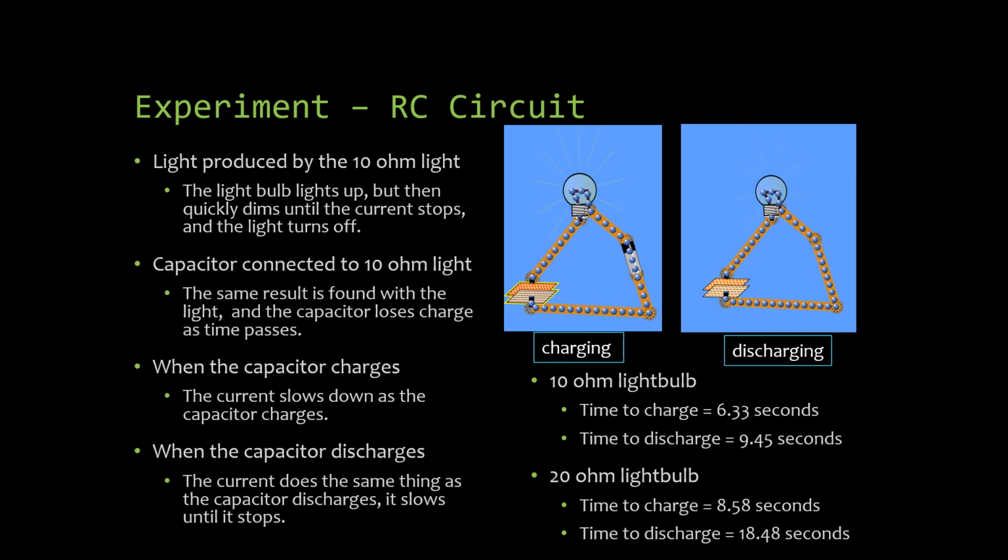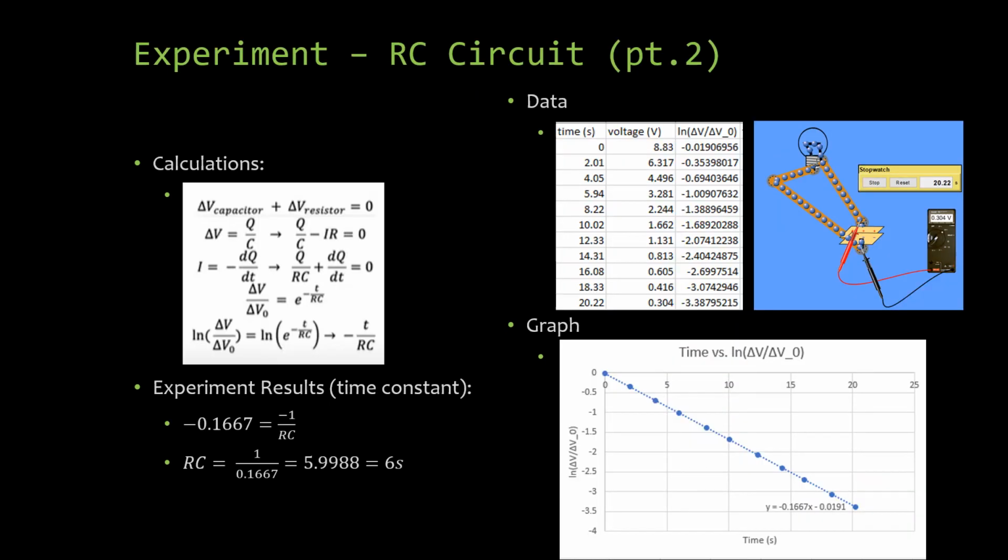The 10 ohm light bulb lights up and then dims as the current slows down while the capacitor charges. When the capacitor discharges, the current does the same thing and it slows down until it stops and the light turns off. The time for the capacitor to charge in a 10 ohm light bulb is 6.33 seconds, and the time to discharge is 9.45 seconds. The time for a capacitor to charge in a 20 ohm light bulb is 8.58 seconds, and the time to discharge is 18.48 seconds.